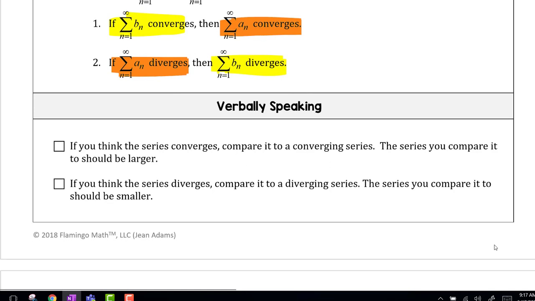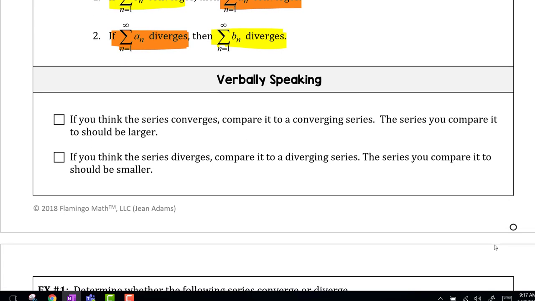Saying that in words, if you think the series converges, then compare it to a converging series. The series you compare it to should be larger, because if all your terms on a graph are below the one that converges, then the one below is limited by that upper series, so it also has to converge. The converse thinking is true too. If you think a series diverges, compare it to a series that is below it, because if the series on the graph below it diverges, how could a series that sits above it on the graph converge? It also has to diverge.